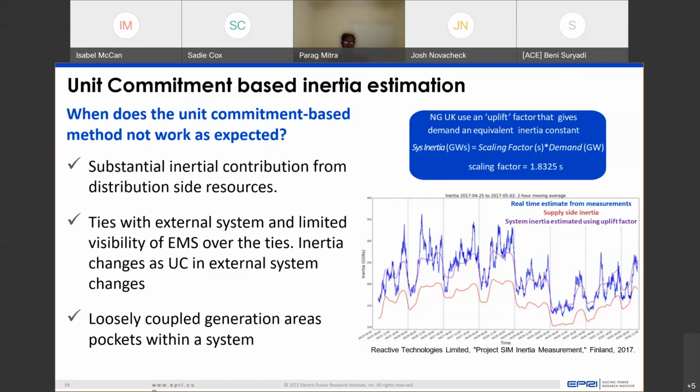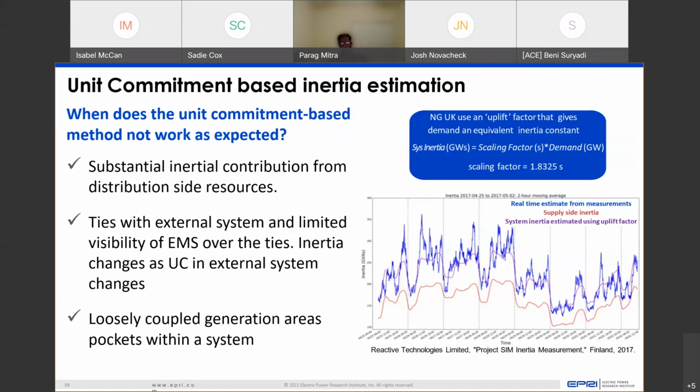A good example of this is the National Grid UK. This system has a lot of district heating, which is done by using large industrial gas turbines. Typically, when they estimate the system inertia from the EMS measurements, they have to use a scaling factor to scale up the system inertia. They don't capture all the inertia that is coming from those gas turbines on the distribution side, so they have to scale it up.